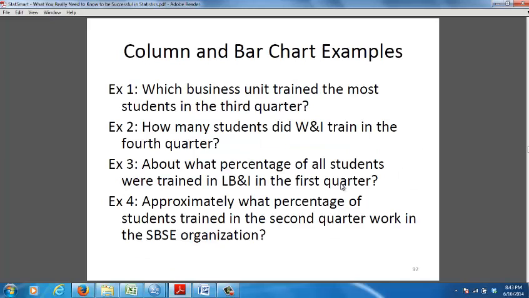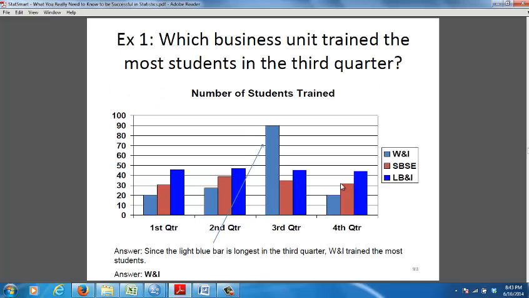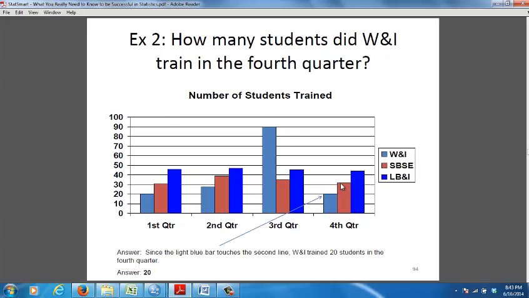Okay? So you can even look at this to answer questions like, which business unit trained the most? We already said that: W&I. How many did they train in the fourth quarter? You can read that off. About what percentage were trained in LB&I in the first quarter, and about what percent were trained by SBSE in the second quarter? So for the first question, W&I, largest. For the second question, you'd read off that it's about 20 people they trained in the fourth quarter.